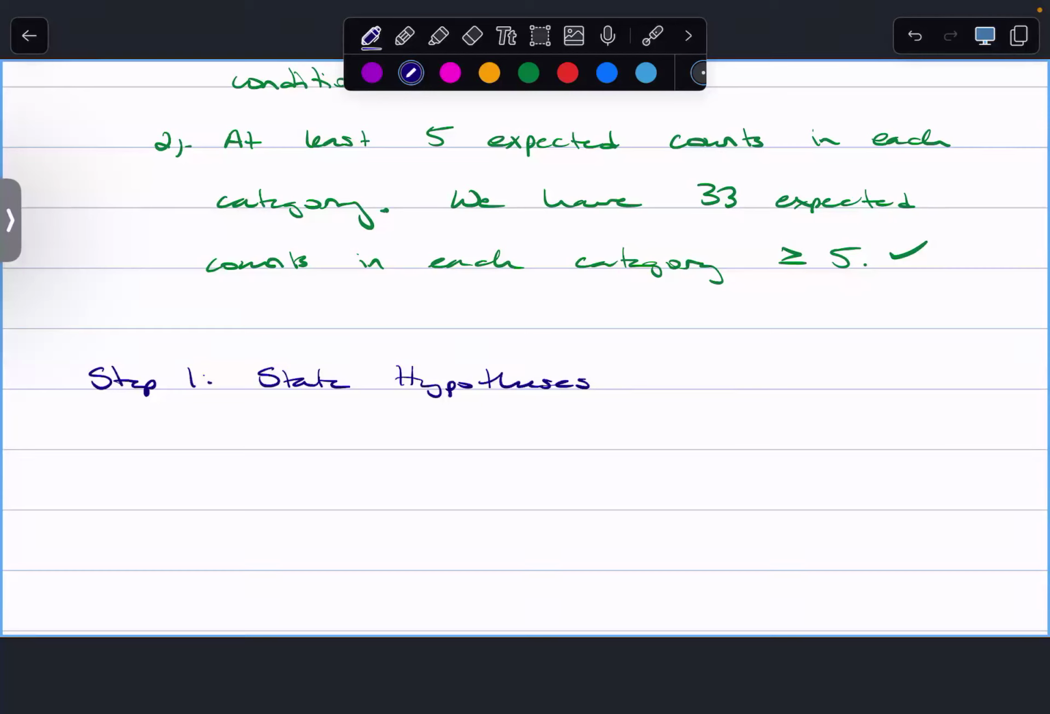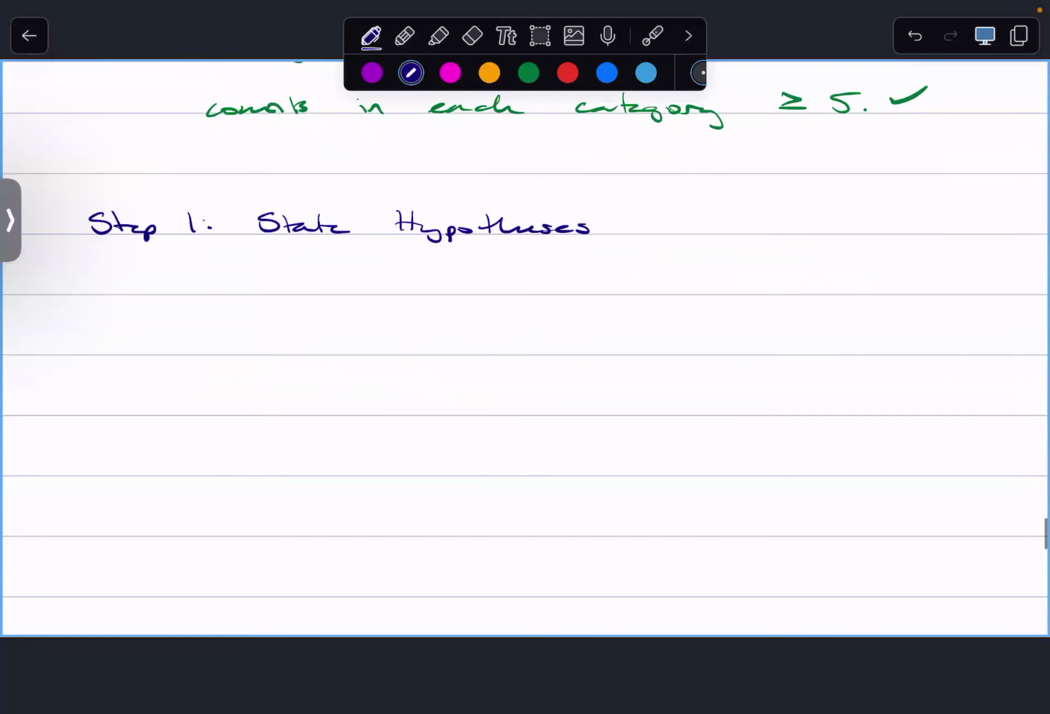Step 1 is step 2. Your test statistic determines how to find your p-value. And then once you have your p-value, your conclusion stays the same always, right? And so one of the things that we need is the null hypothesis. And for a chi-squared test, we're doing a chi-squared goodness of fit test.